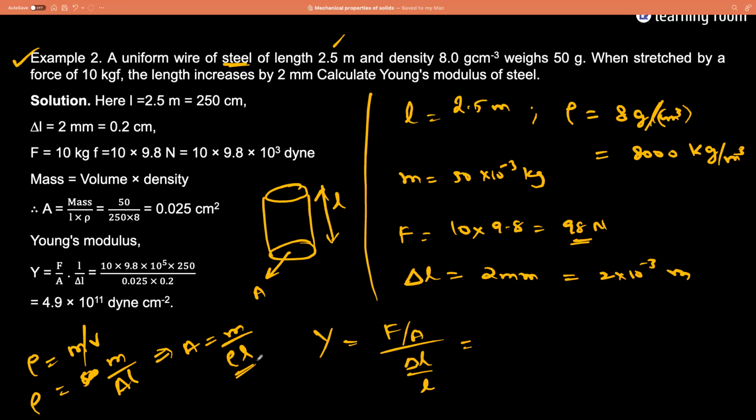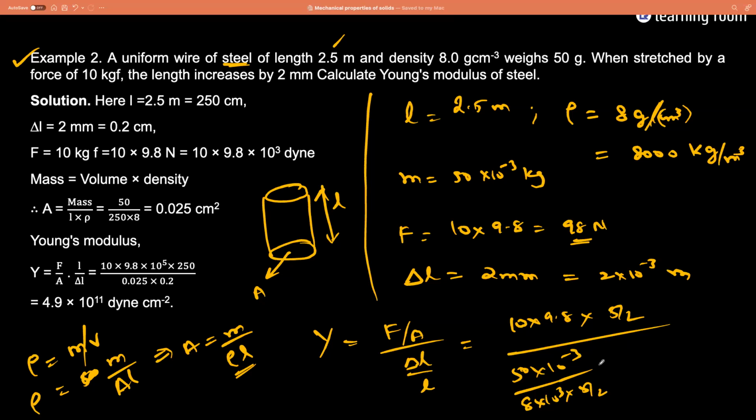So do you know all the parameters? Substitute and calculate the value. So force is 10 into 9.8, L is how much? 2.5, which is 5 by 2, divided by A. A is mass of 50 into 10 power minus 3 divided by rho into L, so 8 into 10 power 3 into L, again 5 by 2, into delta L. Delta L is 2 into 10 power minus 3.